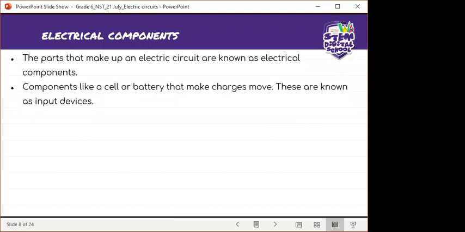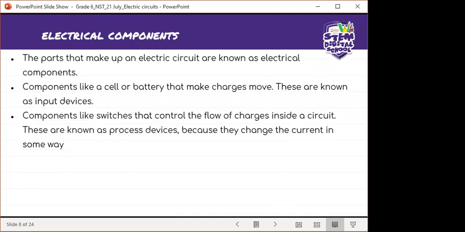All right, so this is where everything begins. This is the start of the circuit. All right, then components like switches that control the flow of charge inside a circuit. And these are known as process devices because they change the current in some way. So we also have what we call process devices.